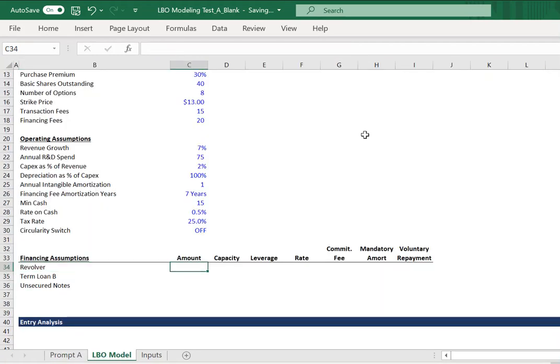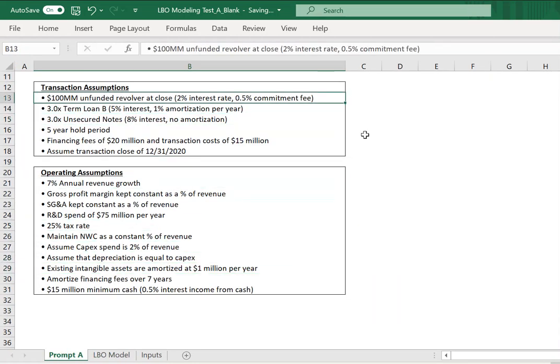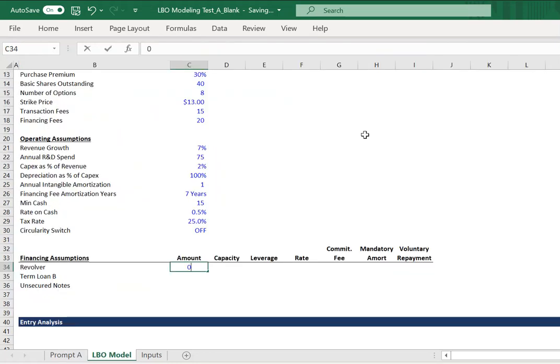The amount of the revolver is going to be 0, right? So it's unfunded at close, so you're not using any capacity from your revolver to fund the transaction, right? So 0, but our capacity is 100. Leverage will be 0 here because we can leave it blank because we have no amount outstanding.